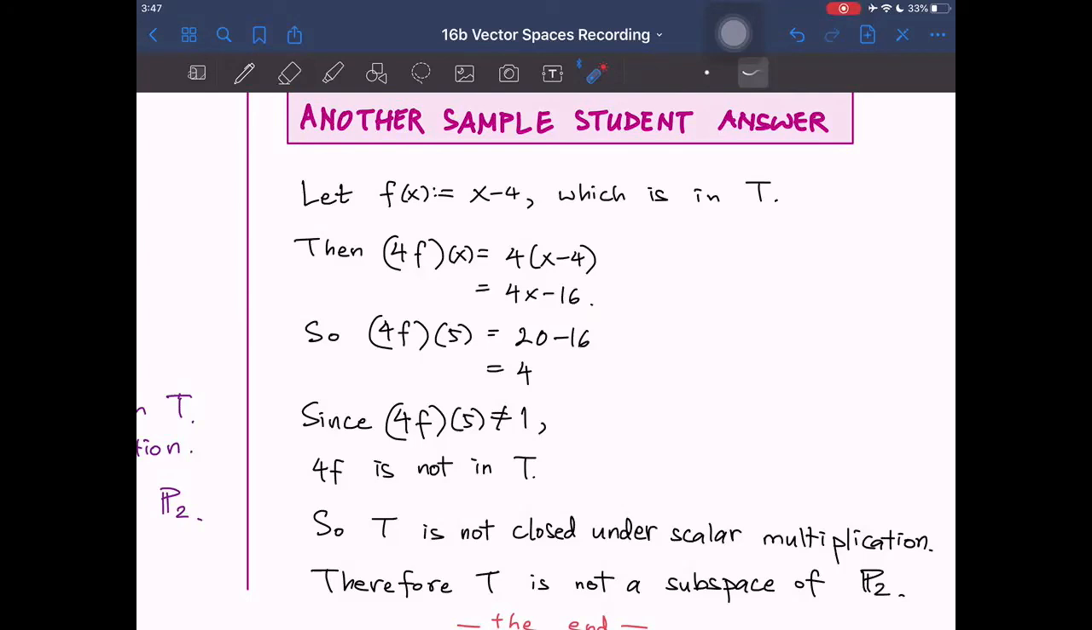I can then plug in 5 into 4 times f. This gives me 20 minus 16, which is equal to 4. And 4 is not equal to 1. So 4 times f is not in T. And so T is not closed under scalar multiplication. Therefore, T is not a subspace of P2.